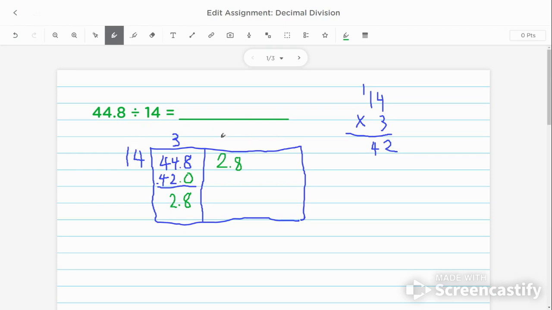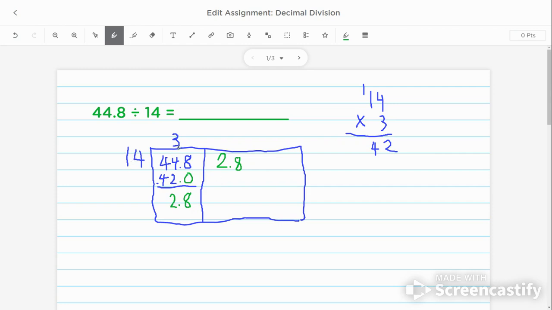I'm trying to figure out 14 times what gets me as close to 2 and 8/10 as possible. Now, this is a little confusing to think about because 14 times 1 is 14, and that's too much. So you might be thinking, well, this is our remainder. That's not the case. We're going to start thinking about numbers less than 1. In the past, we would have just called this our remainder, but we're going to think about what numbers less than 1 might work. What kinds of numbers are less than 1? Decimal numbers, fractions, those sorts of things.